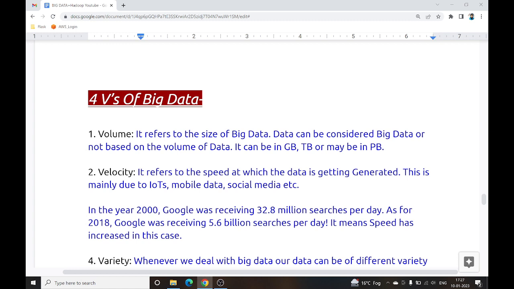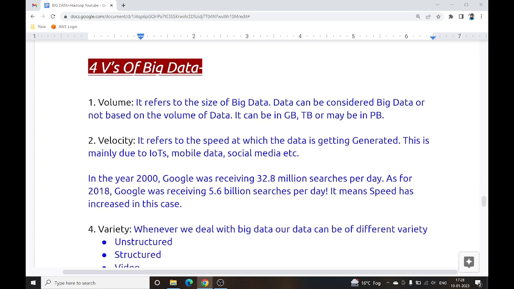So as discussed earlier, what is volume? Volume is when your single machine or a single node or your personal machine is not able to handle or process that particular data, you can say that the data volume is high. Or you can say that particular data is big data. Okay, so next thing is velocity.